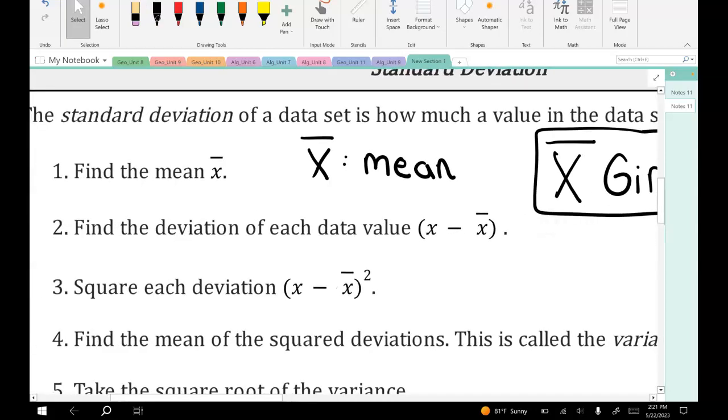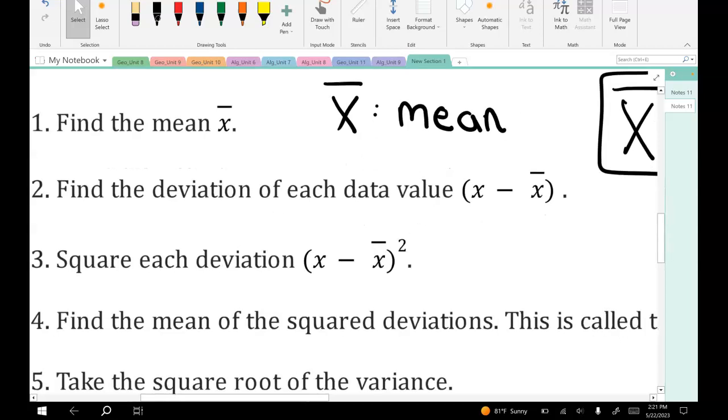So you'll find your mean, and then your next step is you find your deviation of each data value. So to find your deviation, you take your value x minus your mean. Then you square the deviation. So the number you got from step 2, you square it. So you multiply by itself.